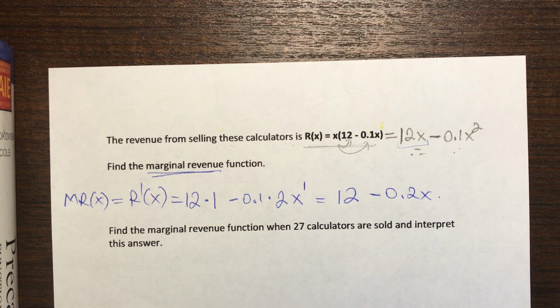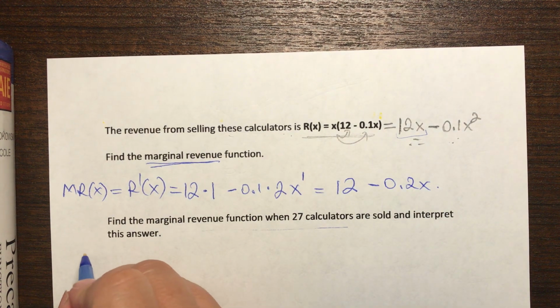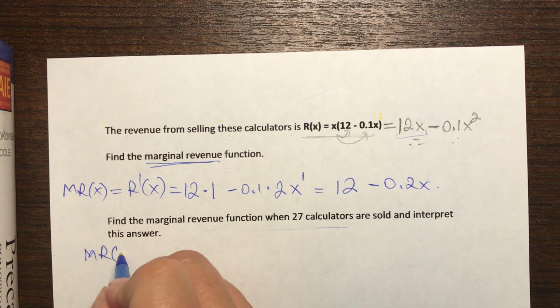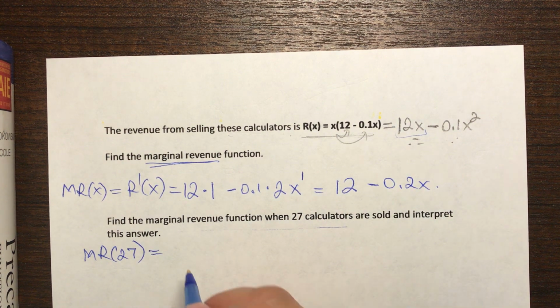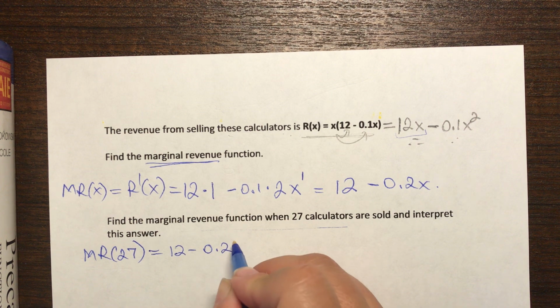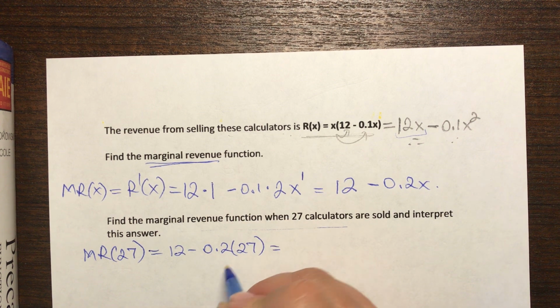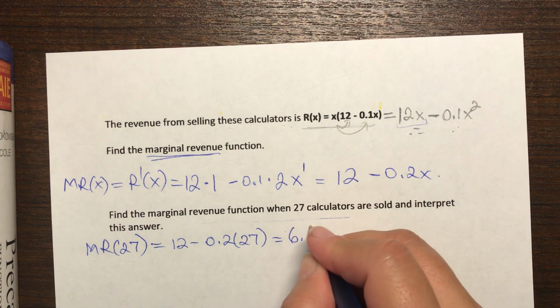Find the marginal revenue when 27 calculators are sold and interpret this answer. So now I've explained plenty, so we know we're plugging in a 27 in there. Let me use my calculator really quick here, or just look this up. Okay, so that's going to come up to 6.6.